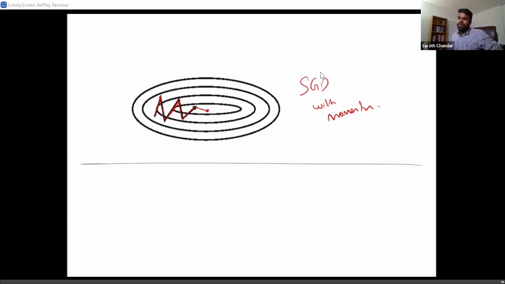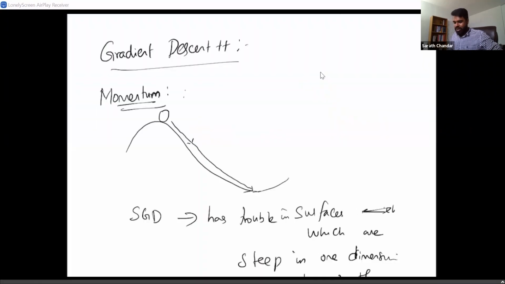Okay, so then maybe I have a question. Let's go back to this ball example. Okay, I'm going to have something like this. Now let's say I throw this ball here. It is gaining momentum, right? Now, is momentum the best thing to do always?